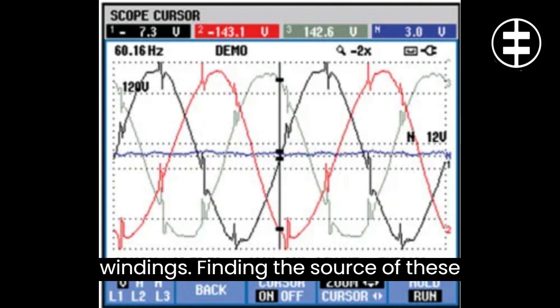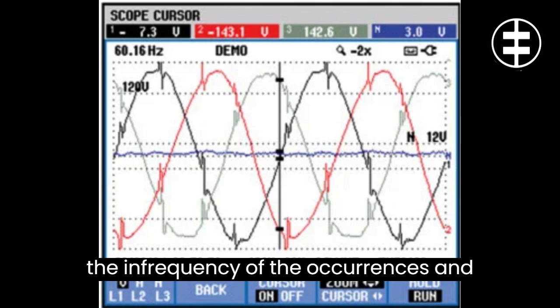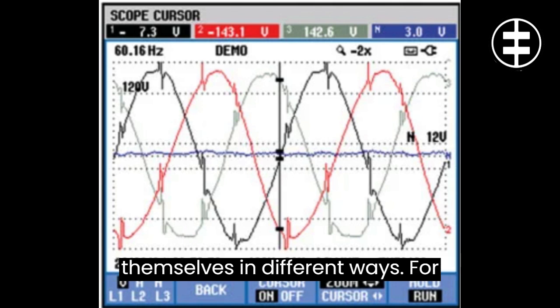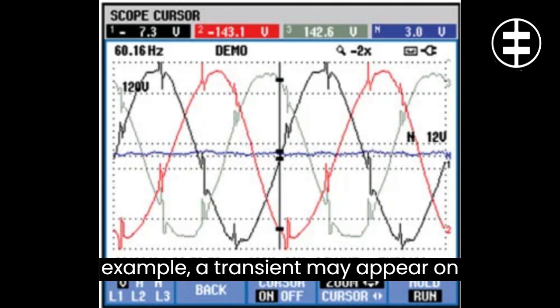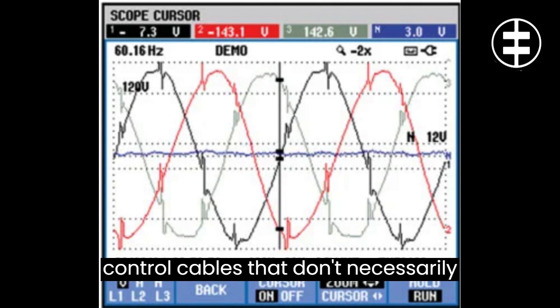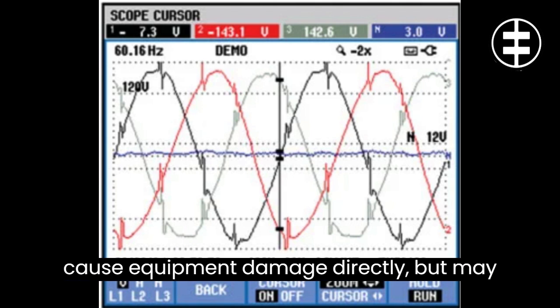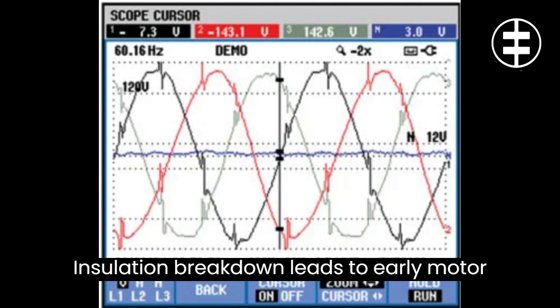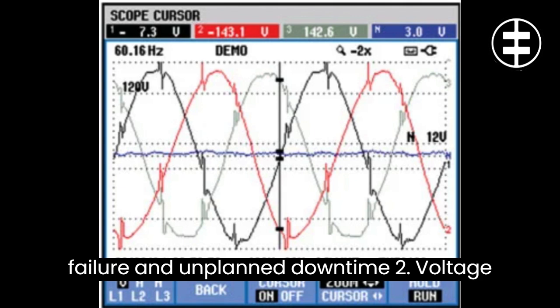Finding the source of these transients can be difficult because of the infrequency of the occurrences and the fact that the symptoms can present themselves in different ways. For example, a transient may appear on control cables that don't necessarily cause equipment damage directly but may disrupt operations. Impact. Motor winding insulation breakdown leads to early motor failure and unplanned downtime.